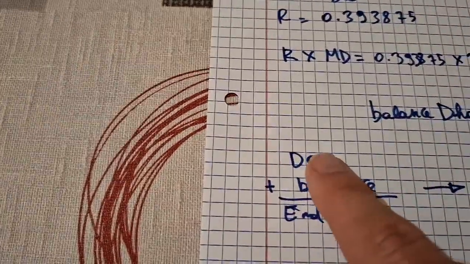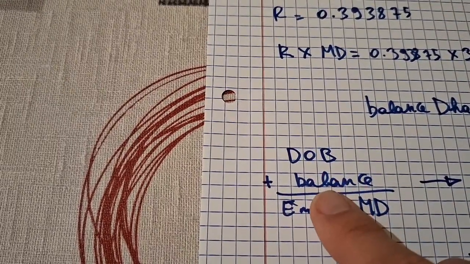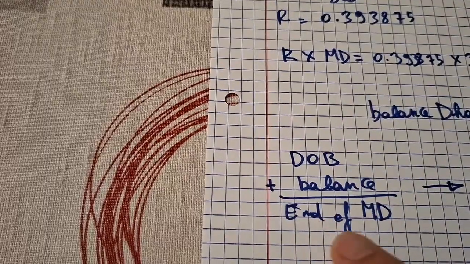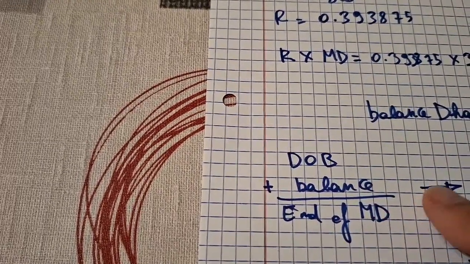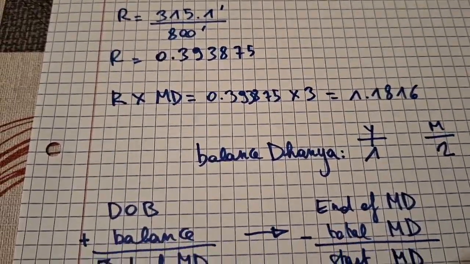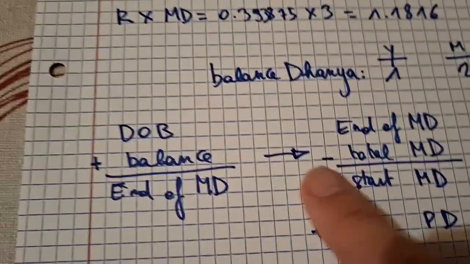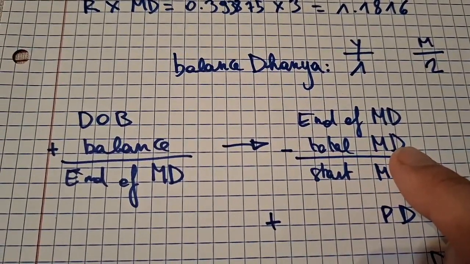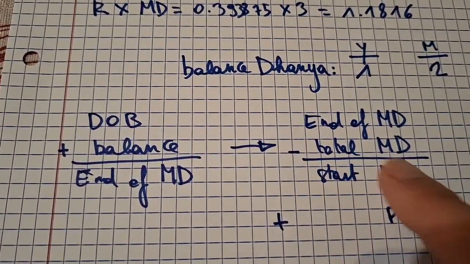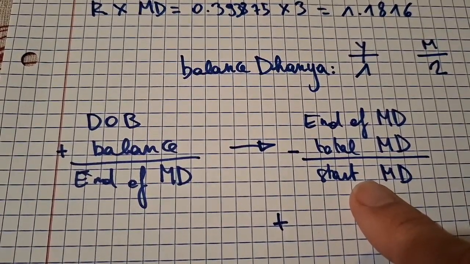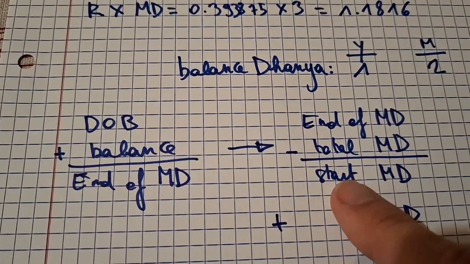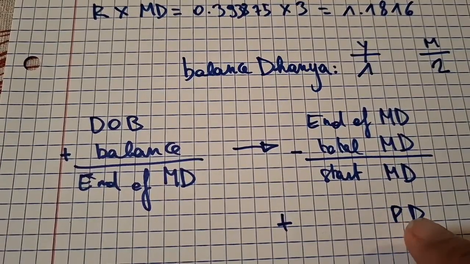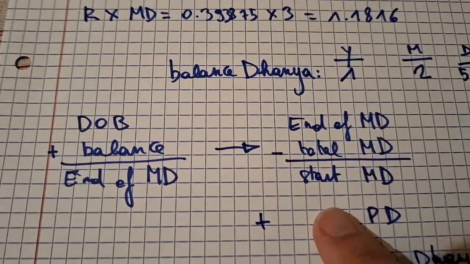Then we take the date of birth plus the balance, and that gives us the end of this Mahadasha that's running. And we need it for the next step. We take the end of the Mahadasha minus the total of the Mahadasha years. We get a date, and that's the start of the Mahadasha. Then we can do the next step, and that is to calculate the Pratyantar Dasha for Yogini Dasha.